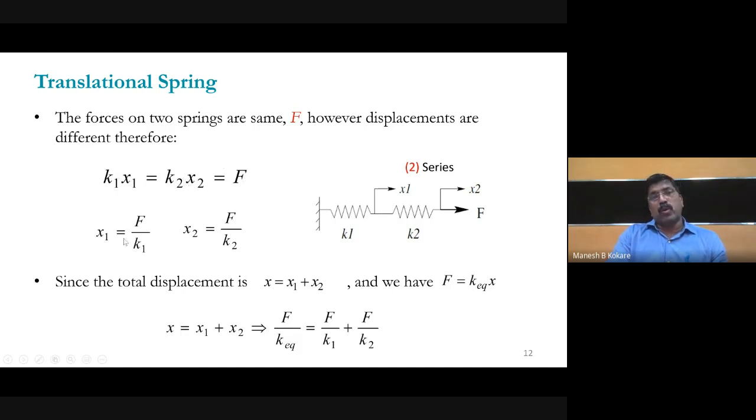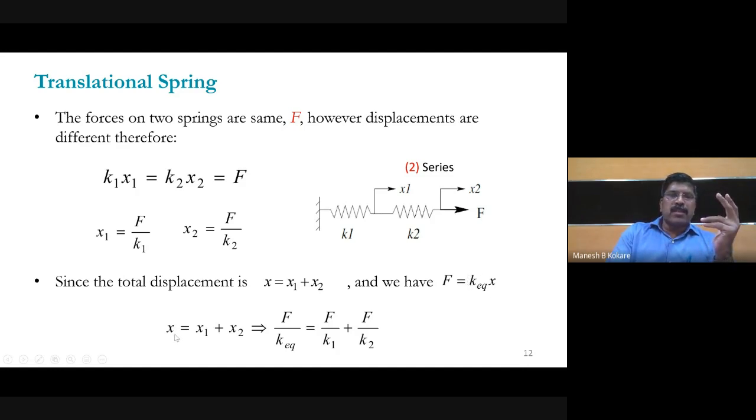So you have got two different displacements, and the overall displacement will be equal to this displacement plus this displacement. So the displacement X is equal to X1 plus X2, and we have F equal to K equivalent into X. We know that force is directly proportional to the displacement, and this proportionality constant is nothing but the K equivalent.